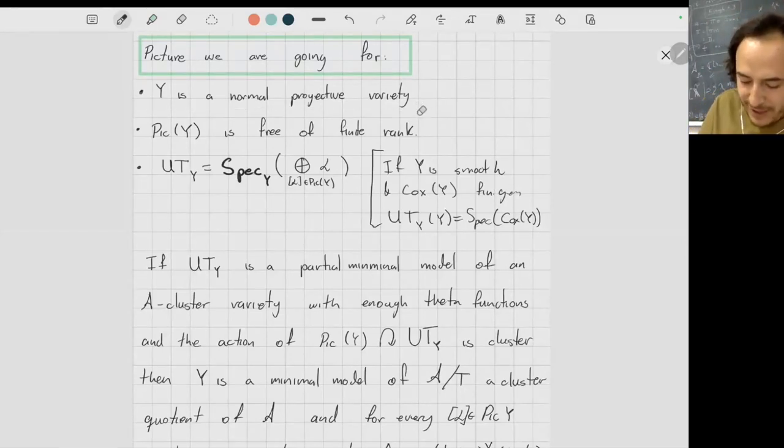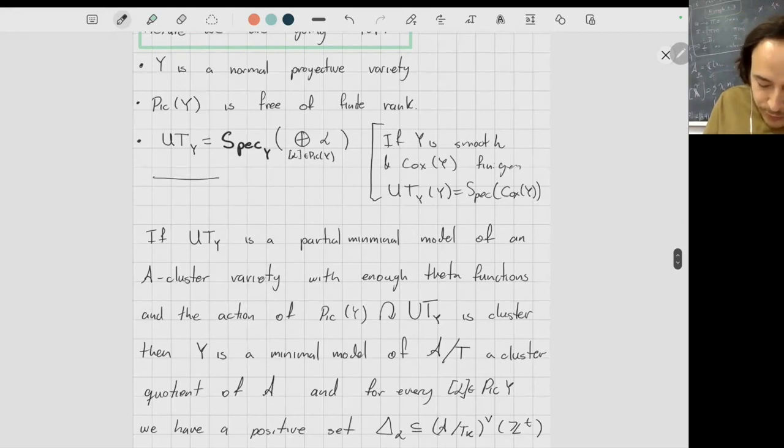We want Y to be a normal projective variety. We're going to consider Y to have the Picard group of Y to be free of finite rank. We're going to refer to the universal torsor of Y. This is the universal torsor, which is just a relative spectrum construction, relative spectrum over Y, of this quasi-coherent sheaf of OY modules. So every line bundle can be thought of as an OY module, and then I took a relative spec of this sum with respect to Y.